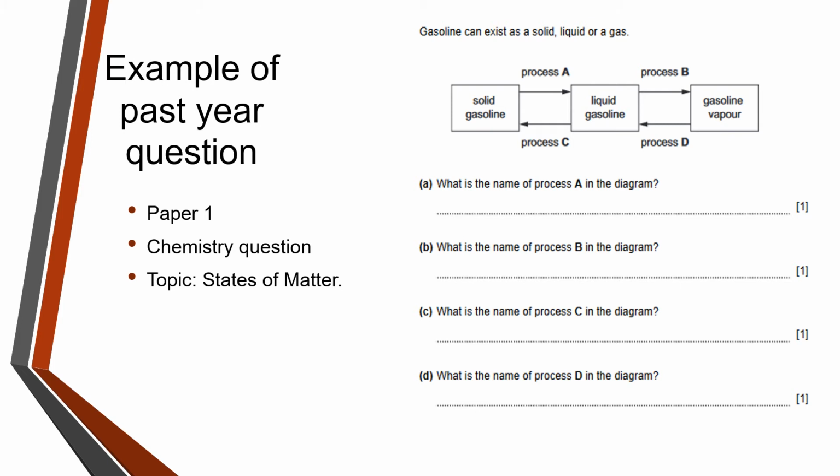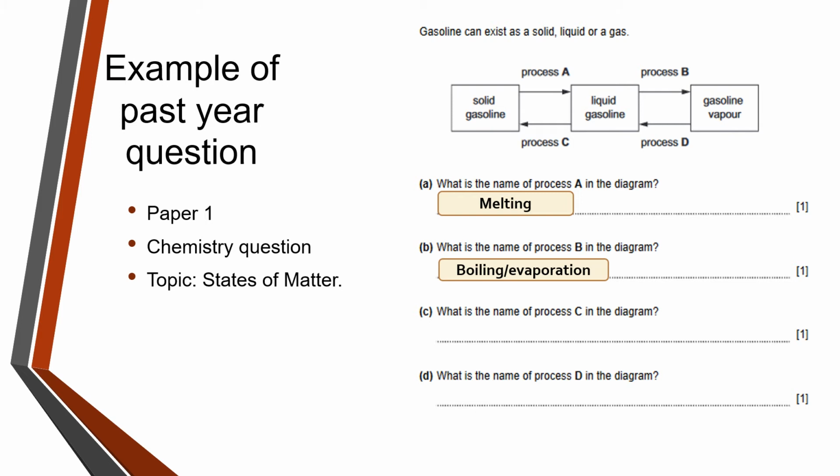Now the question says, what is the name of process A in the diagram? The process A, from solid changing into liquid, is known as melting. Then, what is the name of process B in the diagram? From liquid going into vapor, this process is known as boiling or evaporation.